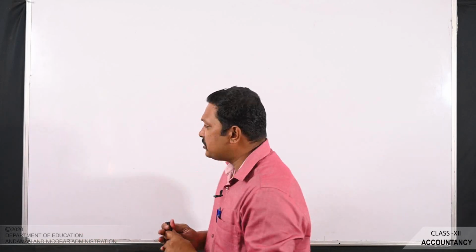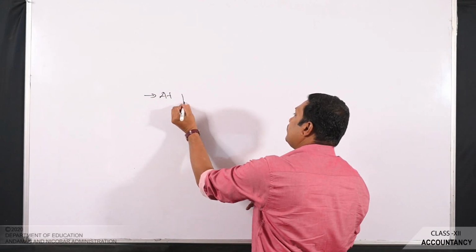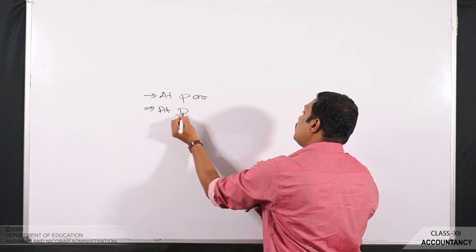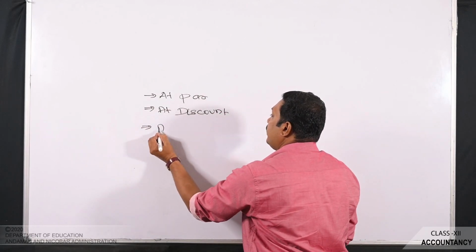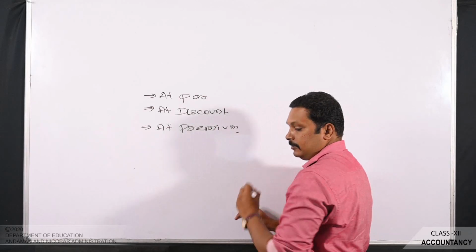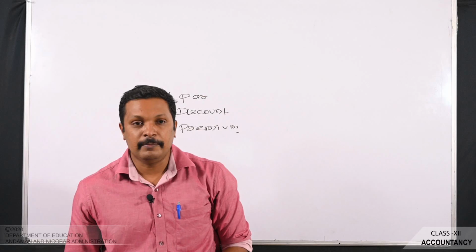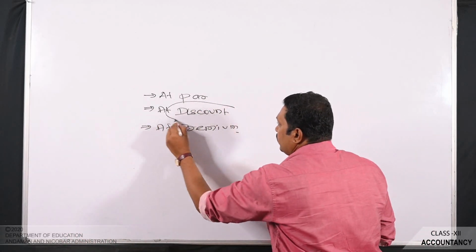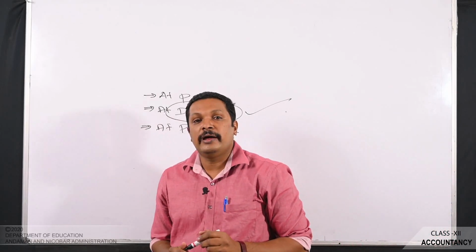Now, debentures can be issued in three ways. It may be issued at par, it may be issued at discount, or it may be issued at premium. Right? Debentures can be issued at par, premium, or discount. Today we are going to learn this one. Which one? How debentures can be issued at discount.